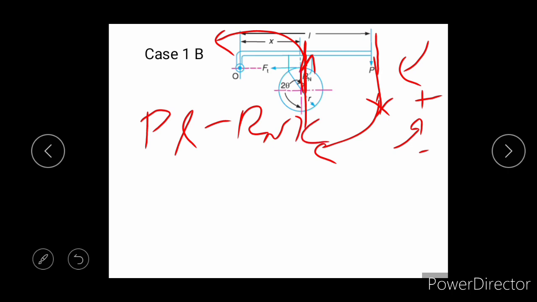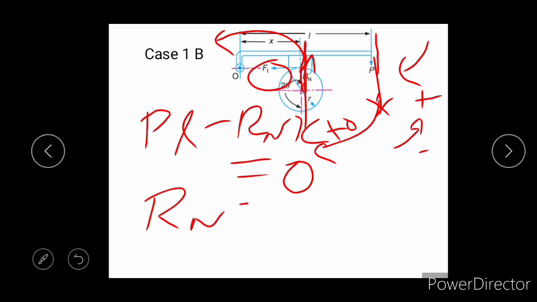And one more force is there, that is Ft. The force Ft is passing through the fulcrum. It means the perpendicular distance between the fulcrum O and the line of action of the force Ft is 0. That means the moment will be 0. So plus 0 is equal to 0, right? So you will find the same equation as before. In case 1a, Rn is equal to PL upon x.